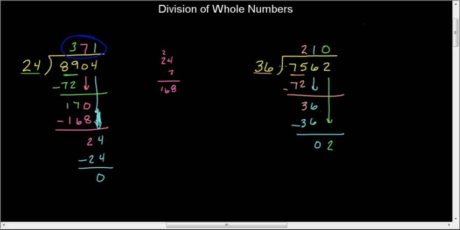Alright, so now we've got that. 0 times 36 is 0. We subtract and we get 2. We have no more numbers to bring down, and so that is our remainder. So we have a remainder of 2. I apologize. We have a remainder of 2. There's our answer.